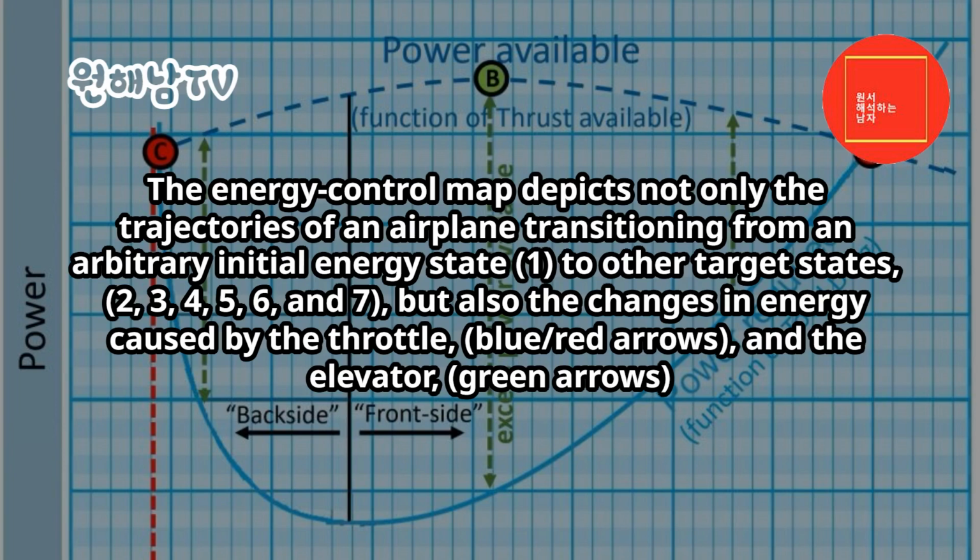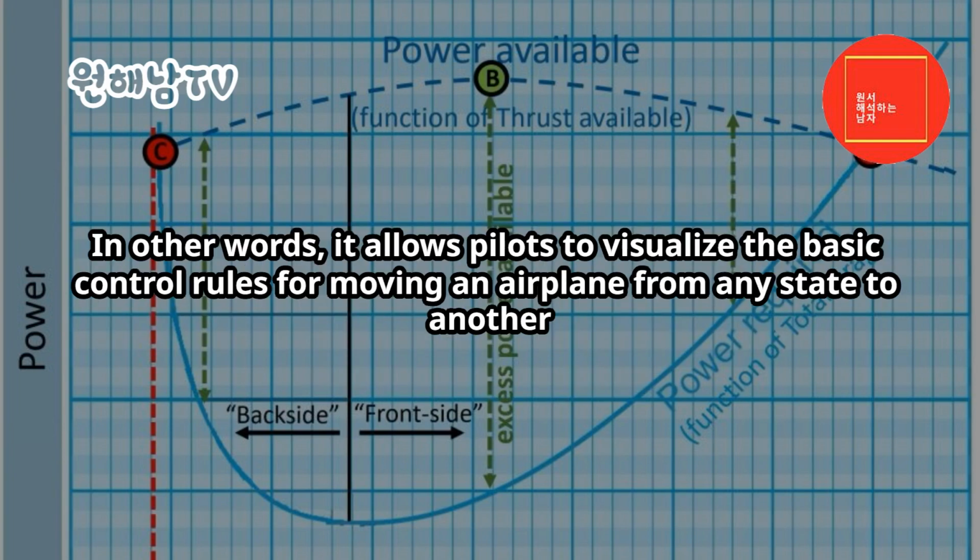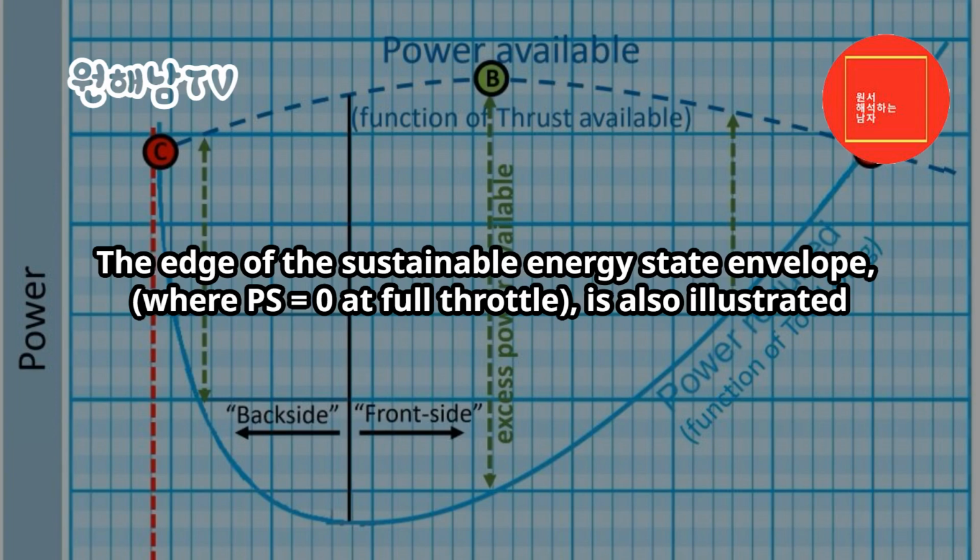The energy control map depicts not only the trajectories of an airplane transitioning from an arbitrary initial energy state, 1, to other target states, 2, 3, 4, 5, 6, and 7, but also the changes in energy caused by the throttle, blue-red arrows, and the elevator, green arrows. In other words, it allows pilots to visualize the basic control rules for moving an airplane from any state to another. The edge of the sustainable energy state envelope, where PS equals 0 at full throttle, is also illustrated.